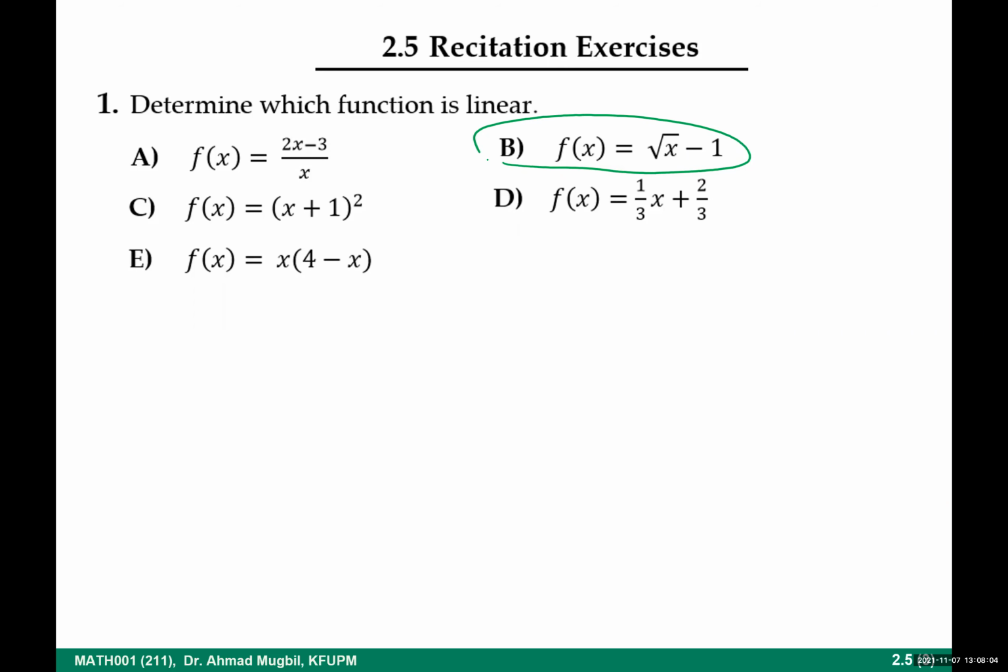This is also another criterion. The graph of every linear function is a line. So the graph will not be a line. It will be the same as the square root function, shifted 1 unit down.